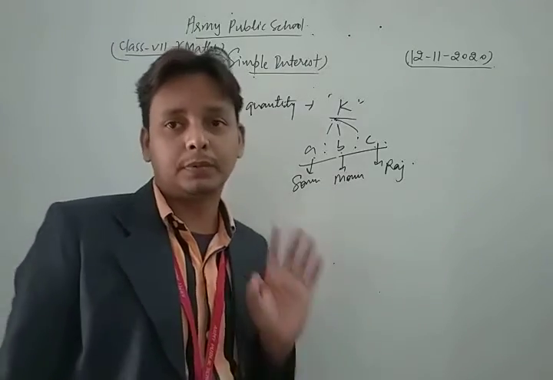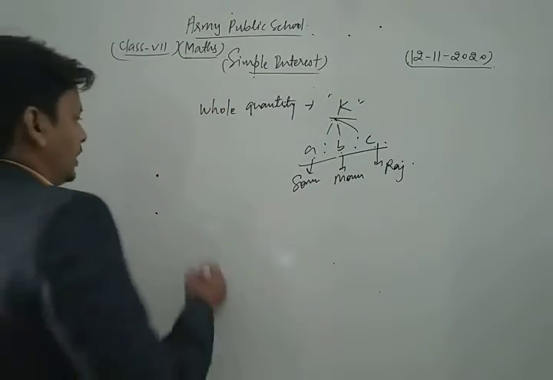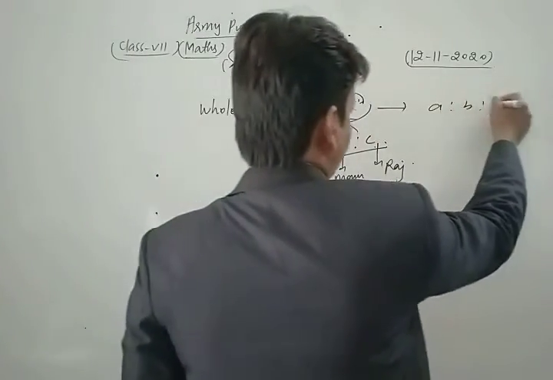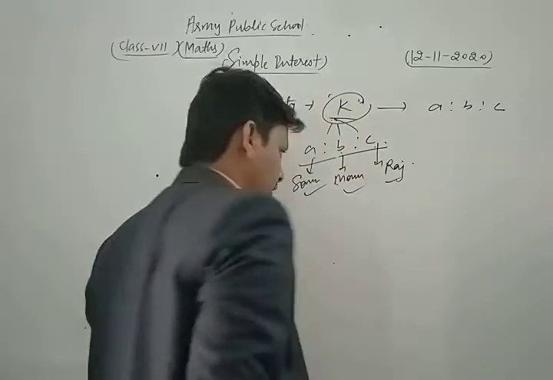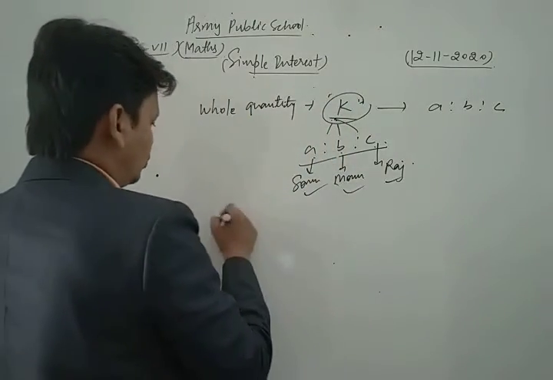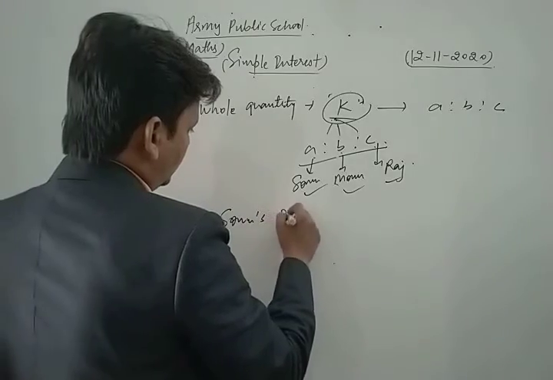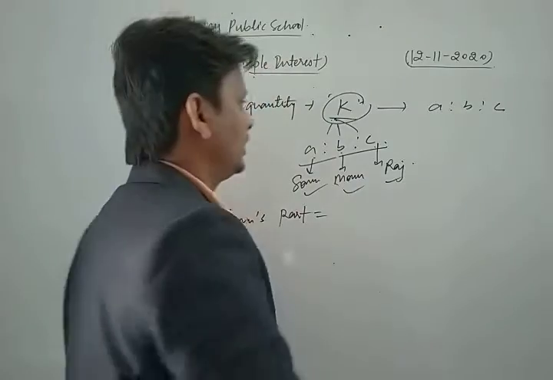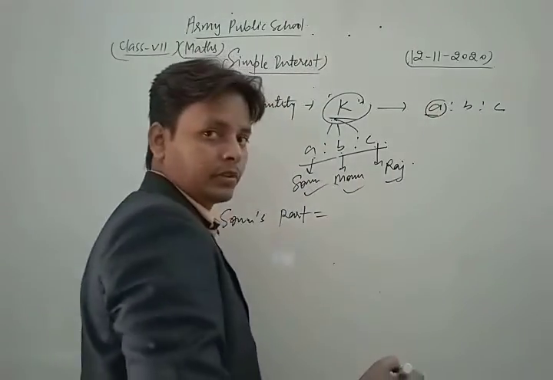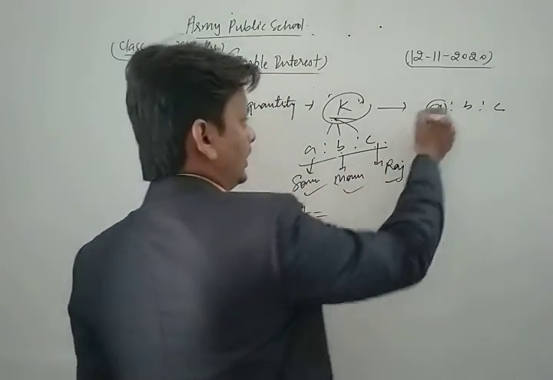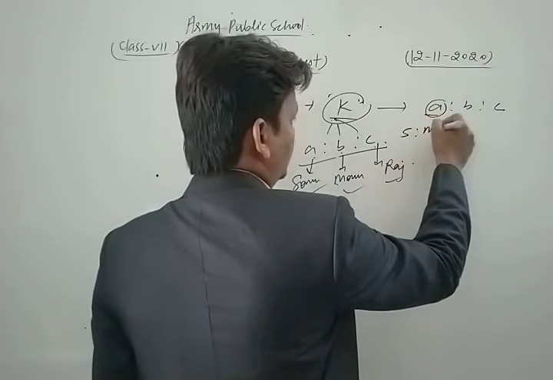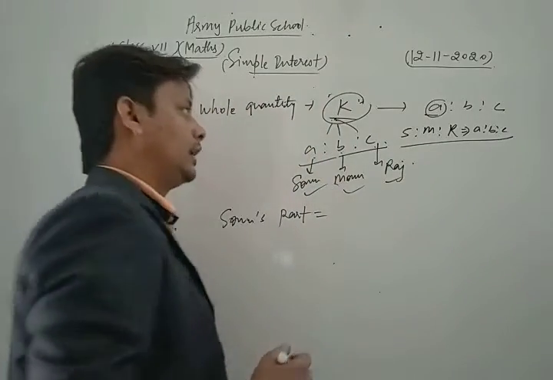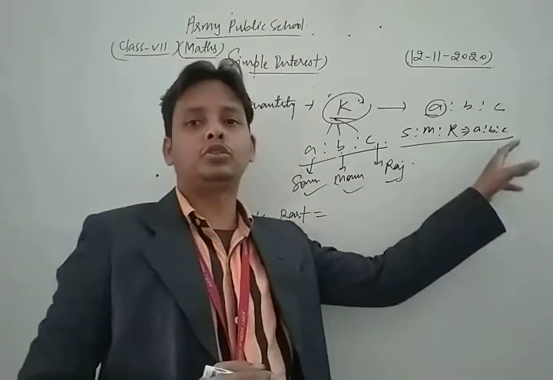Now in that type of question, let's see, if the whole quantity is K, dear students, and we split that in the ratio A ratio B ratio C among Sonu, Monu and Raj, then in that condition Sonu's part will be what? Sonu's part will be A. Here Sonu, Monu and Raj distributed that value in the ratio A ratio B ratio C.